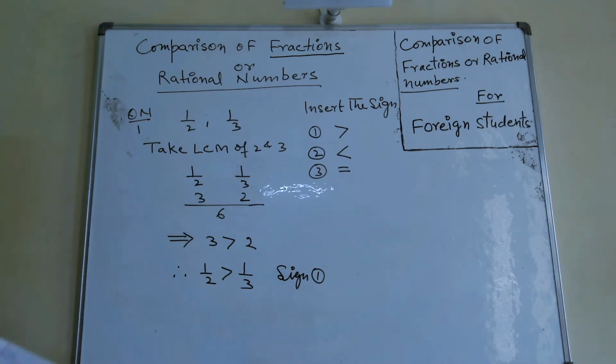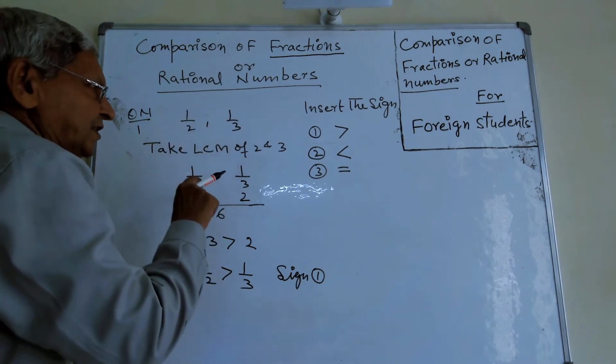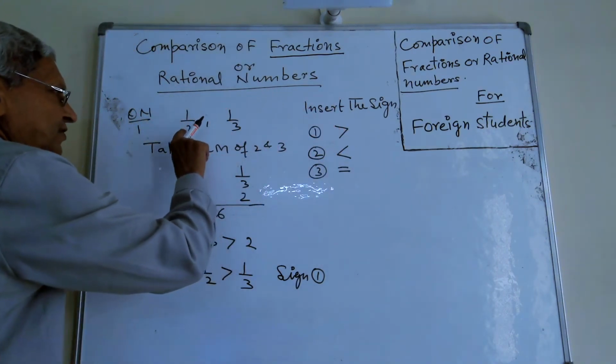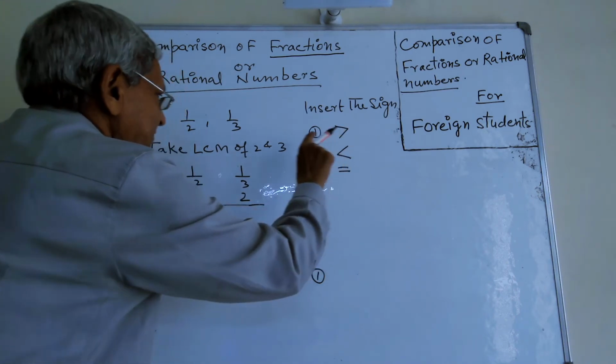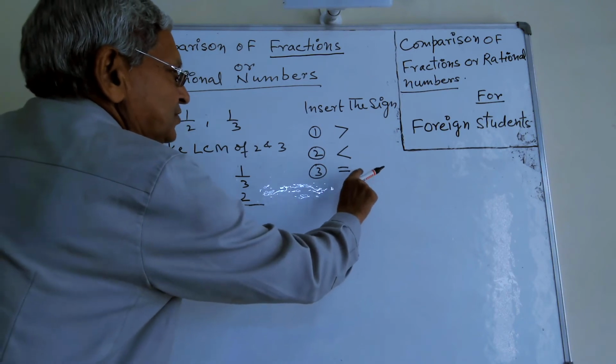If the first fraction is greater than the second, you have to put the sign first. If the first is less than the second, you have to put the sign second. If two fractions are equal, you have to put the sign third.